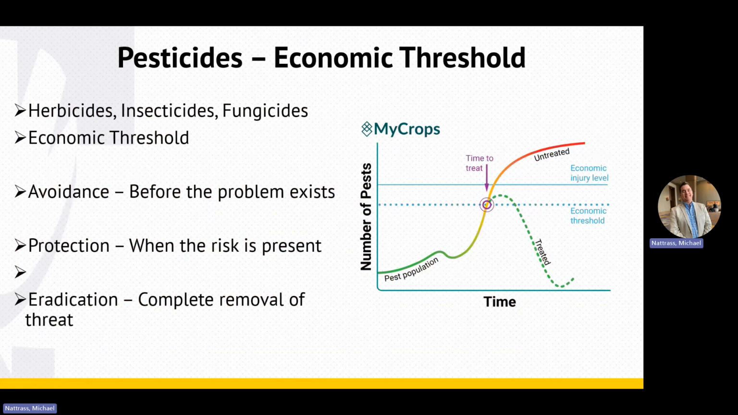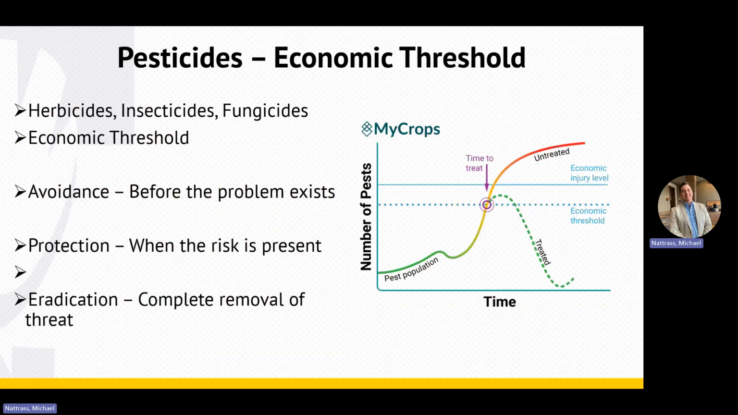Next, we've got protection, in that when we see this risk, whether it be an insect or a weed, or we start to see this pathogen, this fungus growing on our plant, we identify that and we go, uh-oh, I have a problem. I need to spray something now.